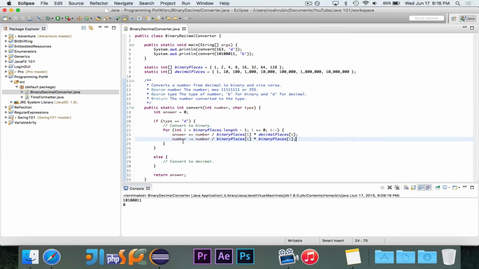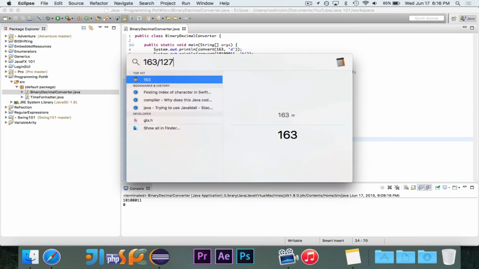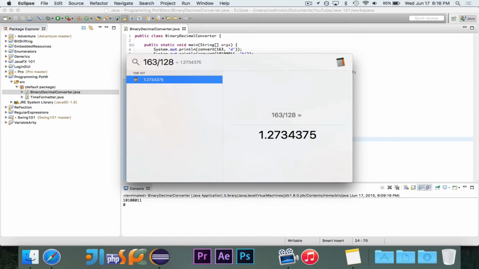But now we need to subtract from number in order to compensate. And we have to remember that answer, we're doing in terms of binary, and we're doing number in terms of decimal still. So we need to be careful of that. And the difference, obviously, is the decimal places versus binary places. So we'll take a look, and we'll see that, again, number divided by binary places I, so that would be 163 divided by 128, is 1.27, which would then, of course, be 1.